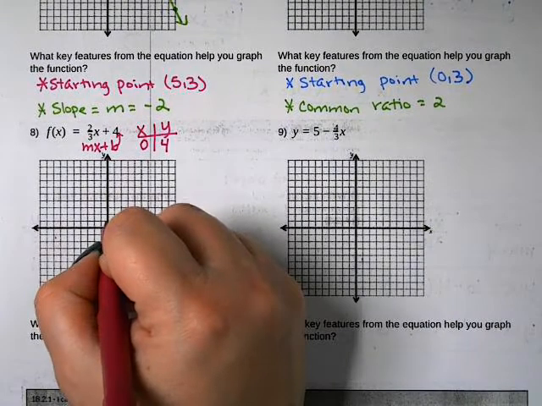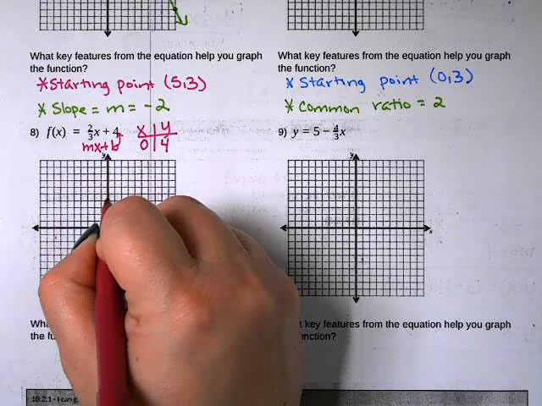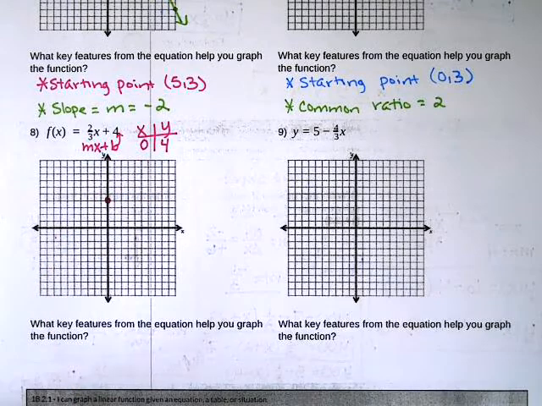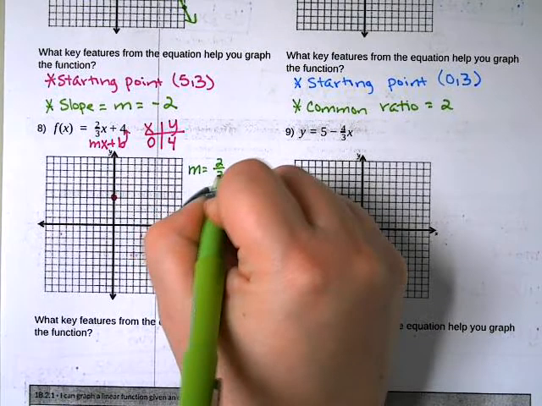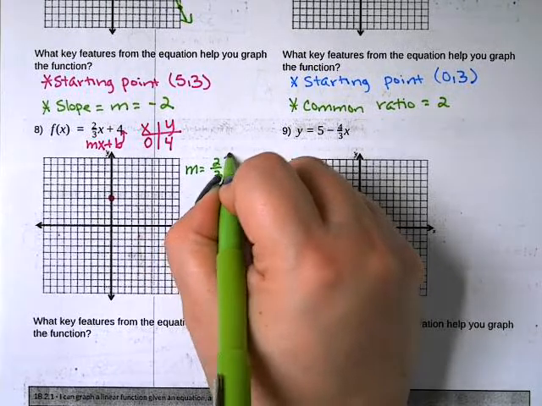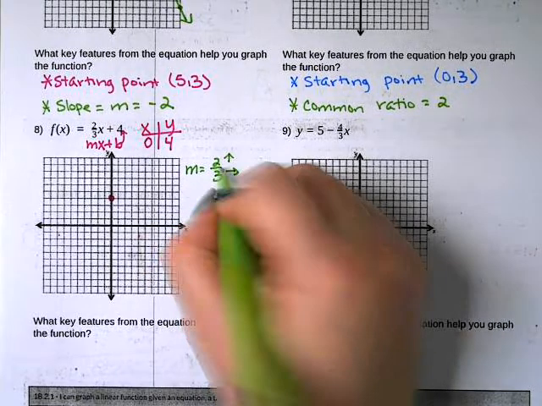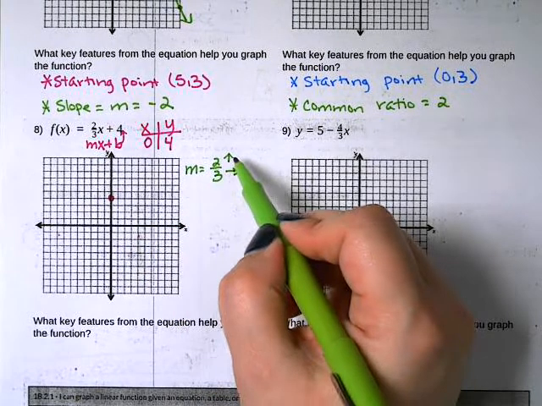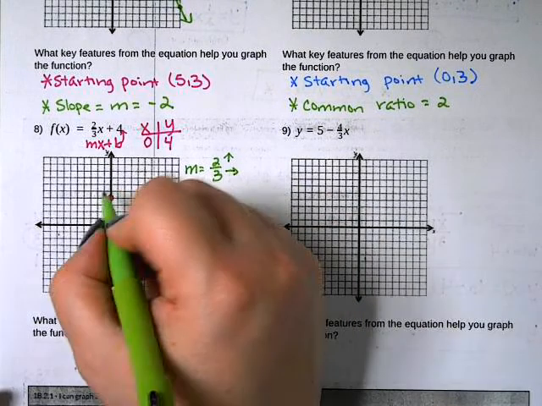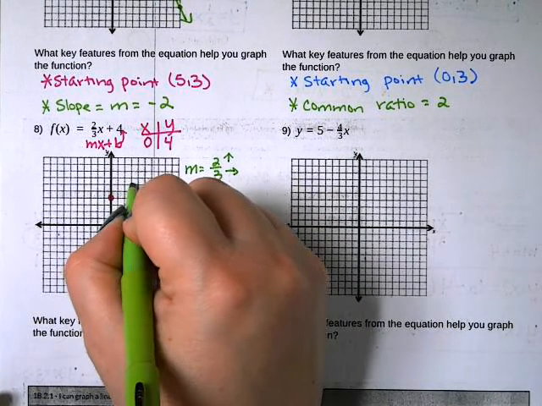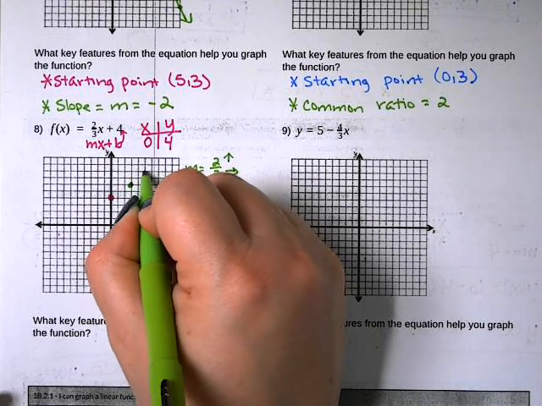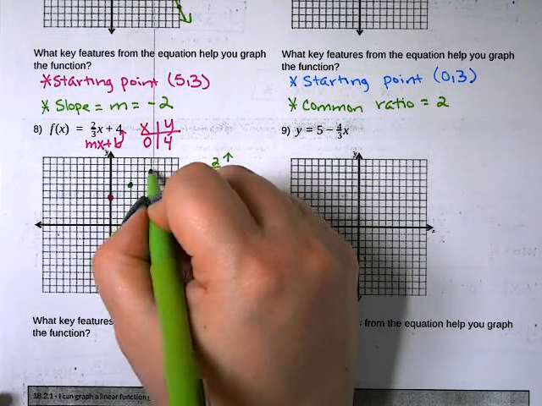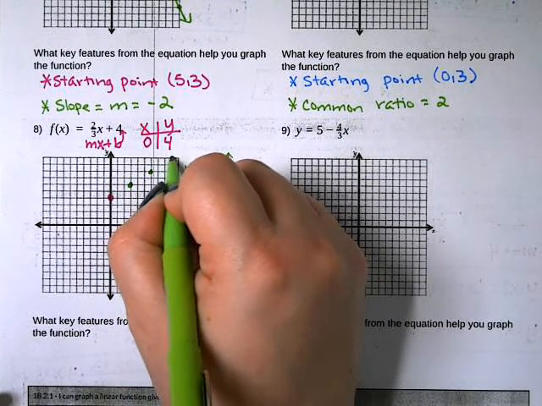So I'm actually going to plot that. 1, 2, 3, 4. So that's right here. And we're given a slope of 2 over 3. Since it's a positive 2 and a positive 3, I'm going to move in positive directions. So I'm going to go up 2 and to the right 3. And then I'm going to do it again. Up 2 and to the right 3.